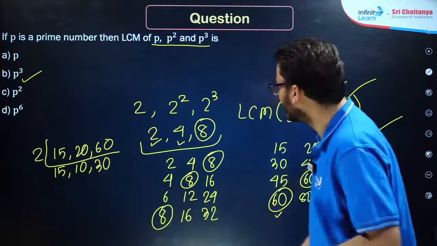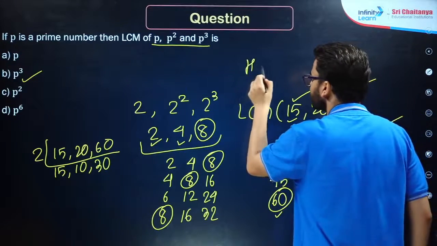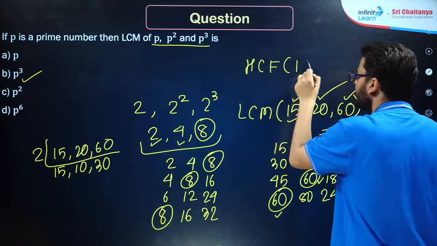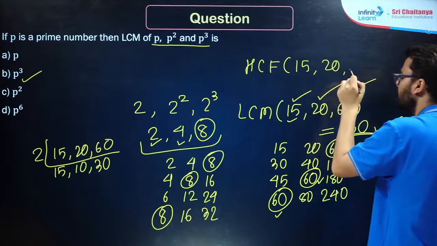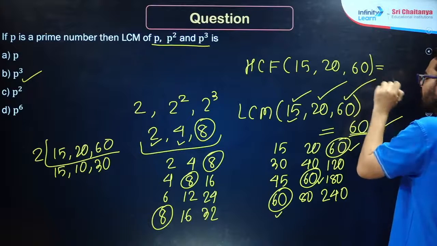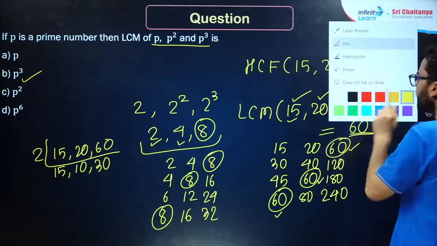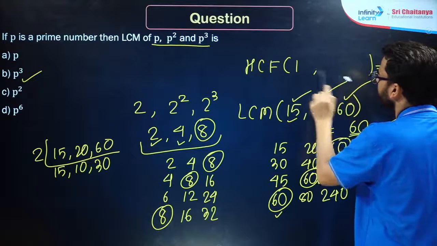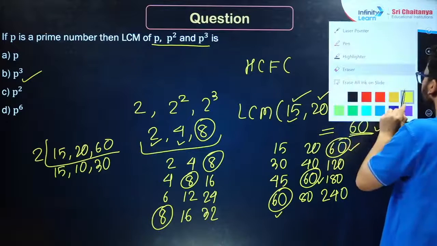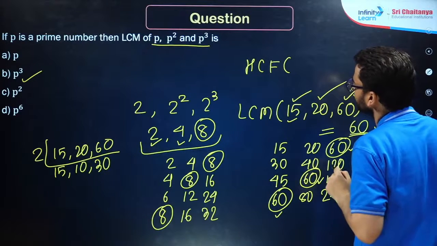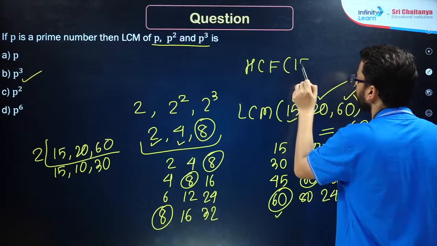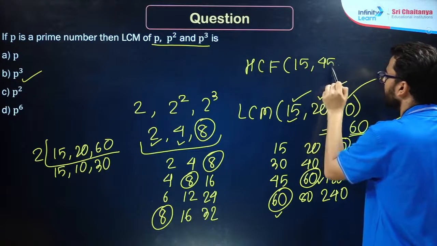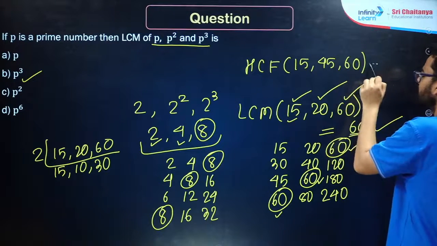Chalo, now can you tell me what is the HCF of these numbers? HCF of 15, 20 and 60. Highest common factor, or wait, let me change the values. Don't do like this, because I want to explain one different thing. Suppose I have got... Fine. What is the HCF of these numbers? Tell me.